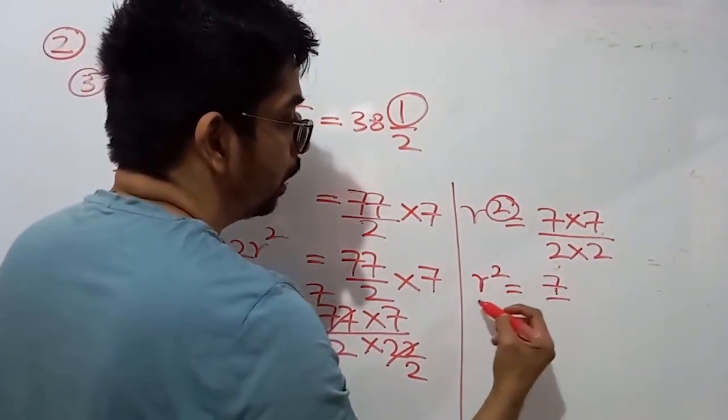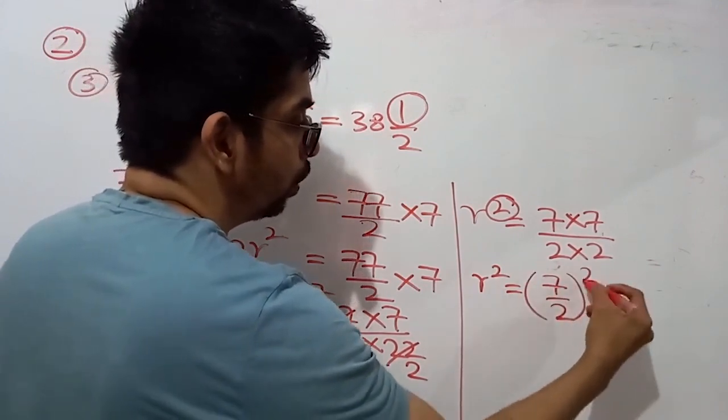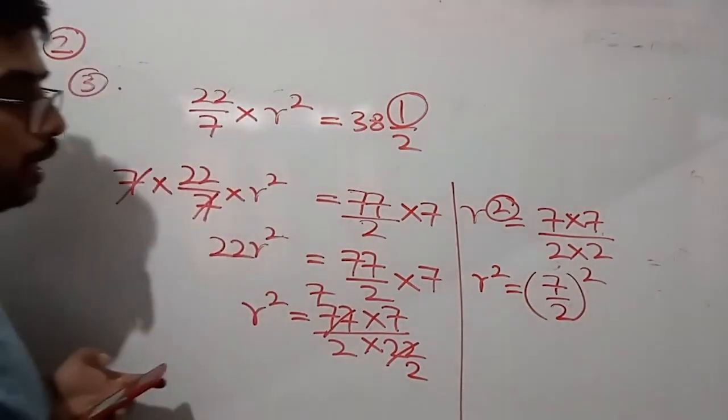r squared equal 7 by 2 whole thing into twice. So r is what?